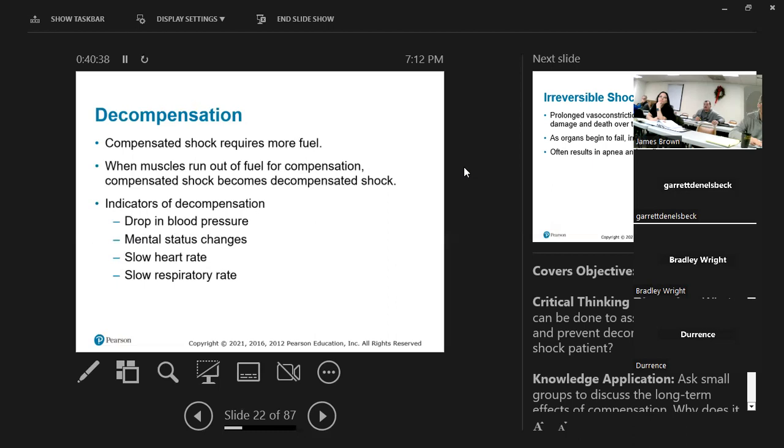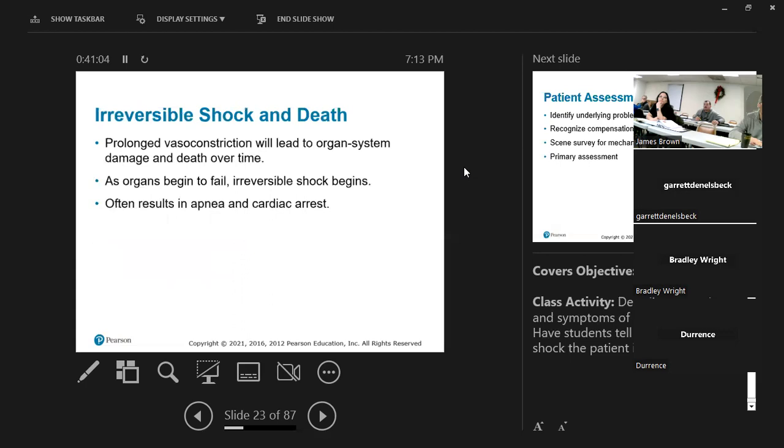You were saying don't wait for dropping blood pressure, because by that time, decompensation is much harder to pull someone out of. Yeah. Now you can pull somebody out of decompensation. However, at that point, you're going to need ALS. You're going to need fluids. You're going to need whole blood products, platelets, red blood cells, things that can start to replenish what was lost from the body. Okay. And then finally, you go to irreversible shock and death.